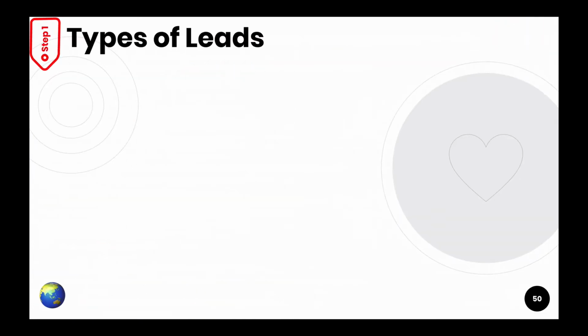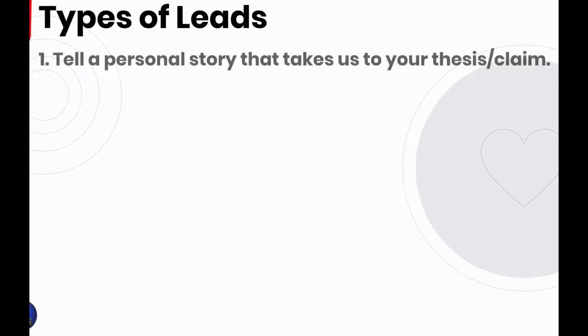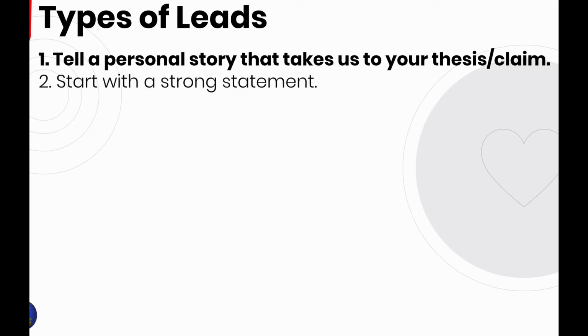So for this project, we're going to offer you 4 different types of leads. There are many types of leads. I'm going to show you 4 different types. My favorite lead is the personal story lead that takes us to your thesis and your claim. People love personal stories or stories about somebody or something, some type of story to get us in. Another way to do this is to start with a strong statement, a statement that gets people's attention.